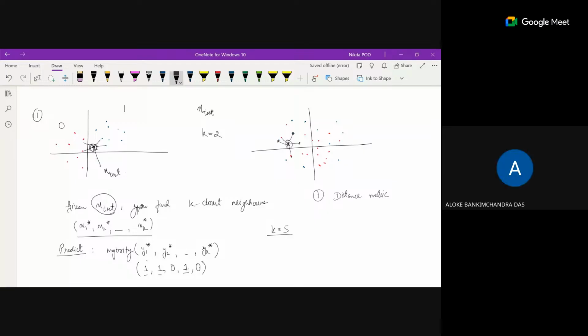How do you select this value of k? Is there any method to optimize it, like whether k should be 4 or 5 or 3? How do you know? Again, this is cross validation.